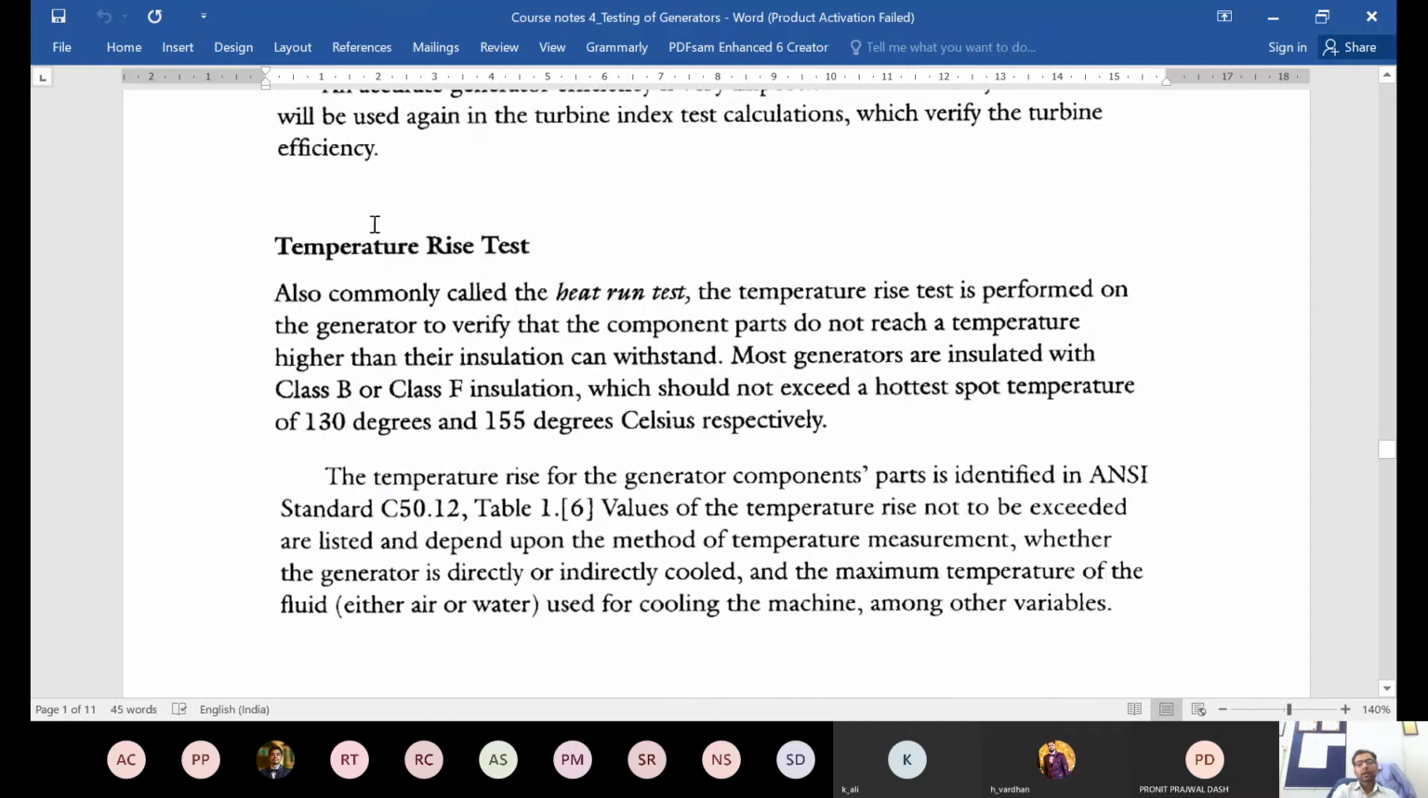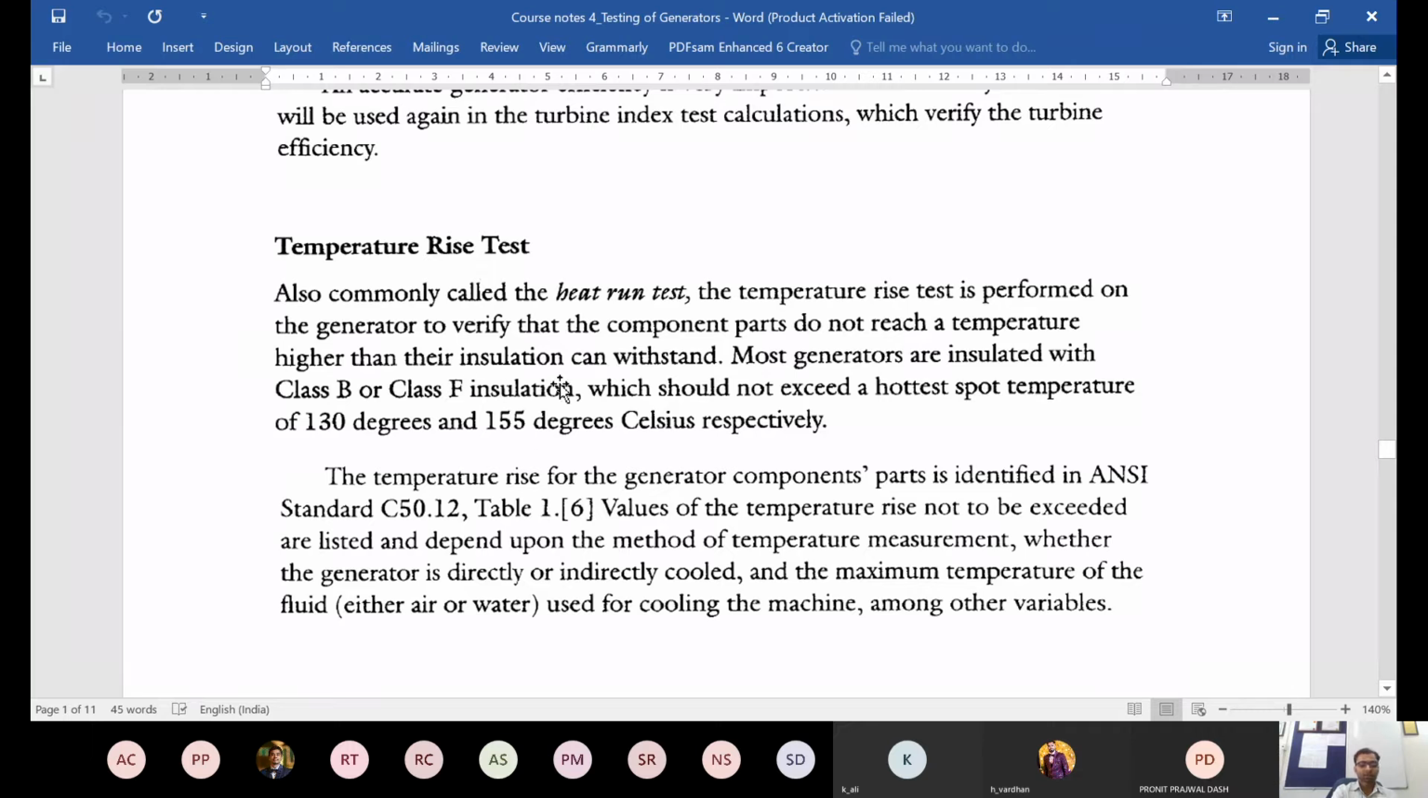So, the temperature rise test. Again, an important thing, we have repeatedly been discussing that the amount of temperature rise which occurs in the windings is the limiting factor for the power output from the machine. This is also known as the heat run test, and this temperature rise test is performed on the generator to verify that the component parts do not reach a temperature higher than their insulation can withstand.